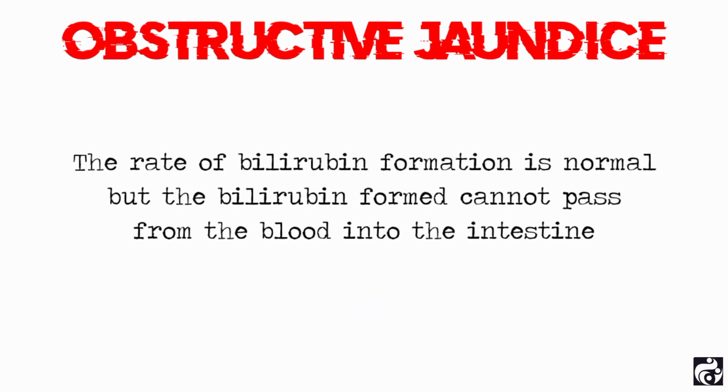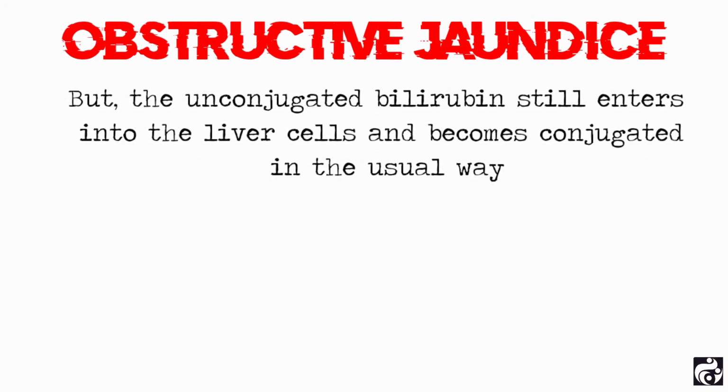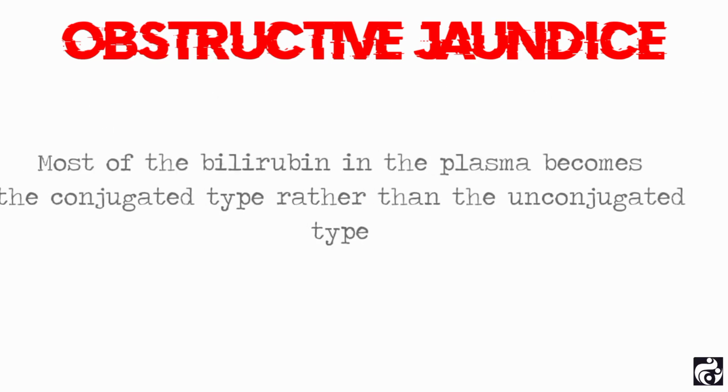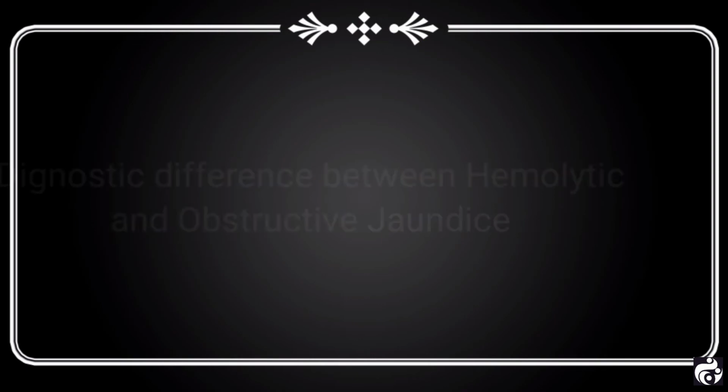The rate of bilirubin formation is normal, but the bilirubin formed cannot pass from the blood into the intestine. But the unconjugated bilirubin still enters the liver cells and becomes conjugated in the usual way. This conjugated bilirubin is then returned to the blood, probably by the rupture of the congested bile canaliculi and directly emptying of the bile into the lymph, leaving the liver. Thus, most of the bilirubin in the plasma becomes the conjugated type rather than the unconjugated type.